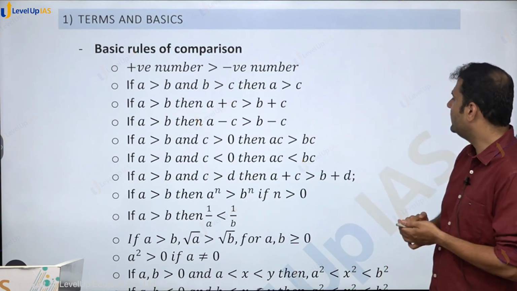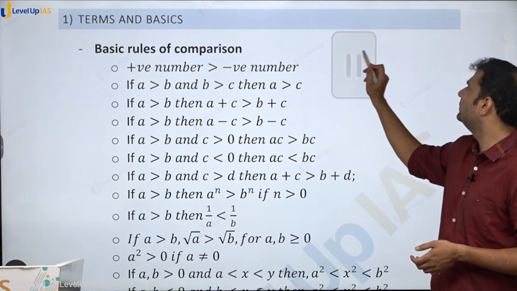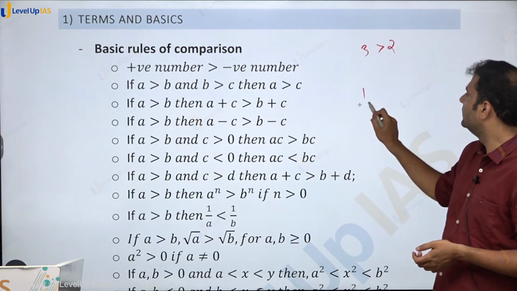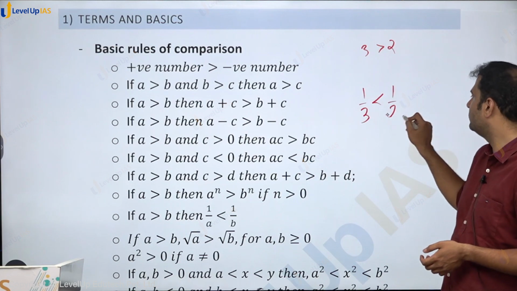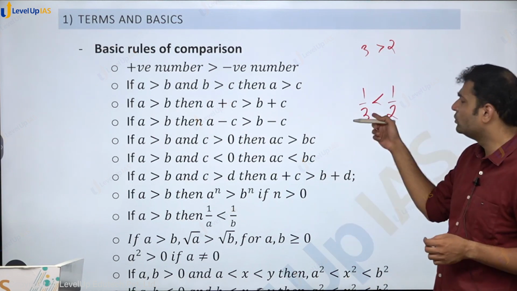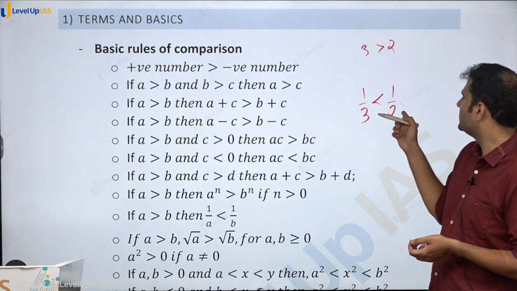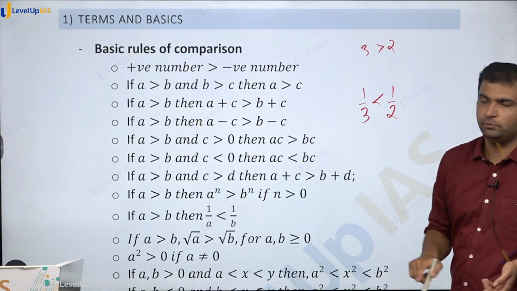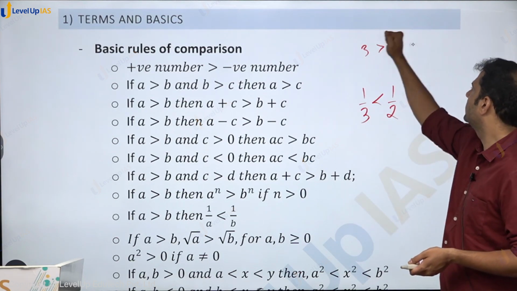Again example you can take. We have 3 greater than 2, but 1 by 3 ये जो है ये 1 by 2 से छोटा है. This is, you know, as 0.33 and this is, you know, as 0.5 या फिर half. ठीक है.